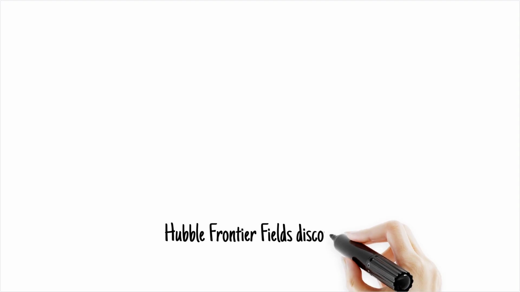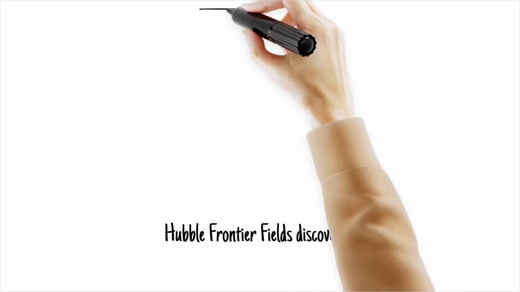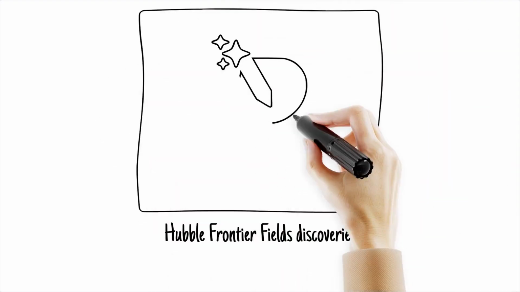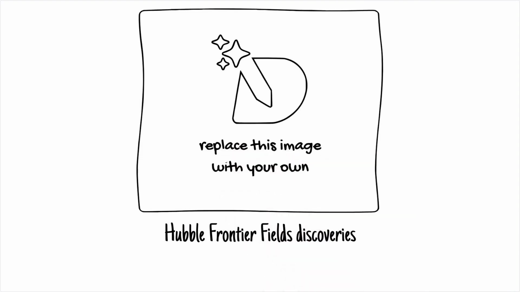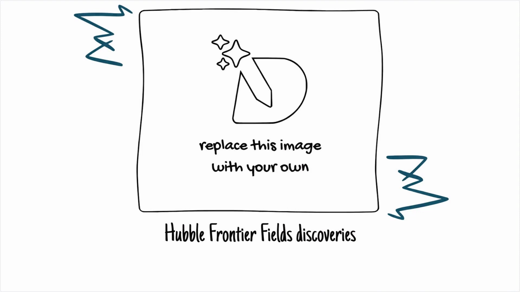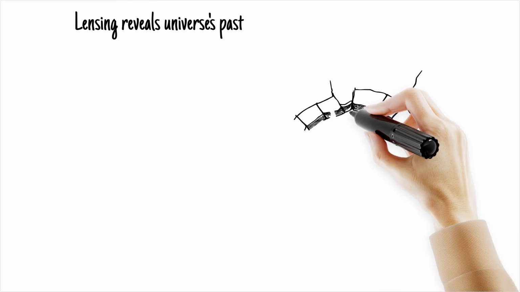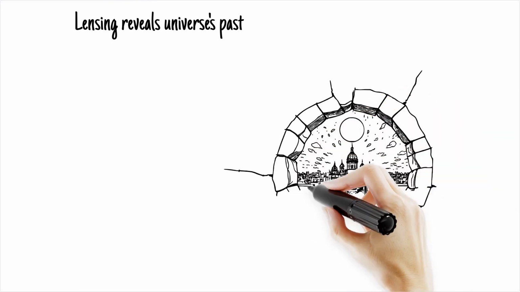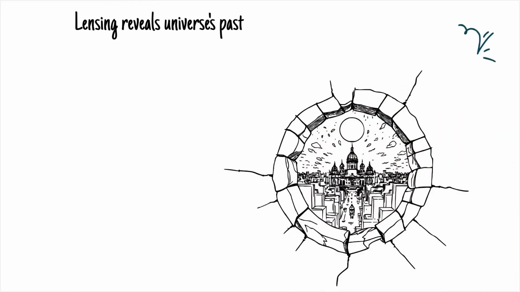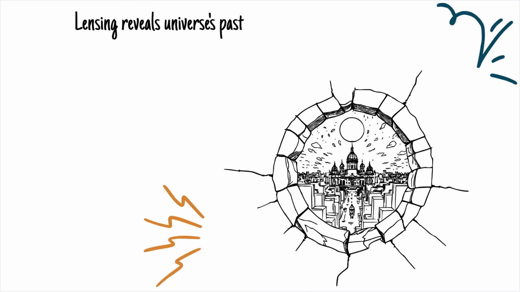Example: the Hubble Frontier Fields program used gravitational lensing to discover some of the most distant galaxies ever observed, dating back to less than 1 billion years after the Big Bang. Analogy: it's like using an ancient cracked mirror to catch glimpses of a city's distant history. The distortions still reveal valuable details about its past.